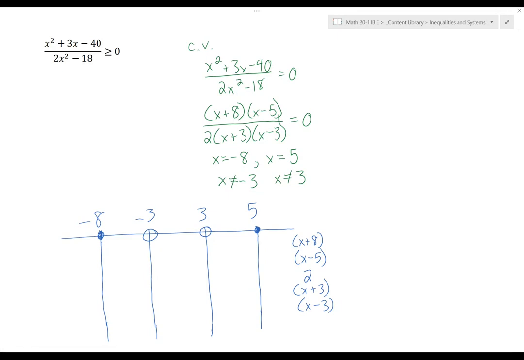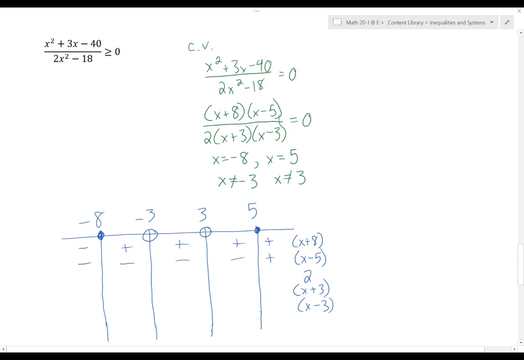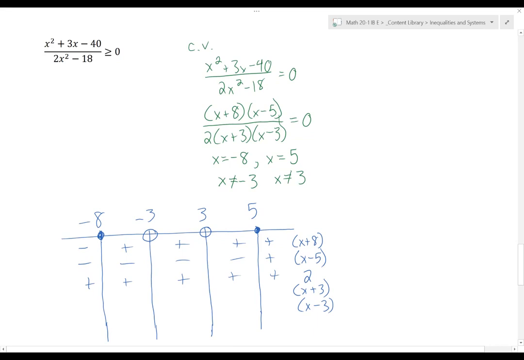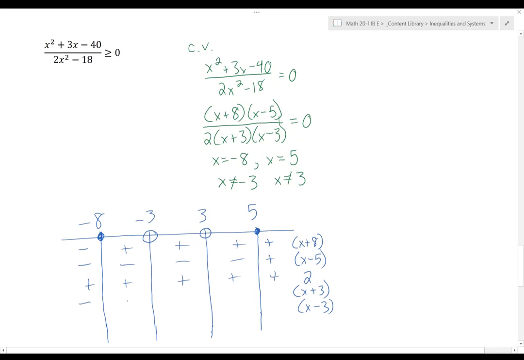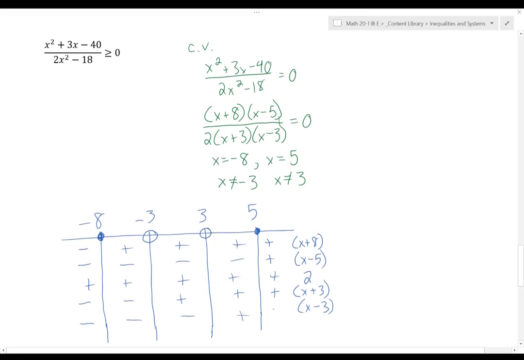So now, for x plus 8, it's negative if it's less than -8 and positive for all the others. X minus 5 is negative for x less than 5 and positive for greater. 2 is positive everywhere. X plus 3 is negative if we're less than -3 and positive if we're greater than -3. And x minus 3 is negative if it's less than 3 and positive if it's greater.